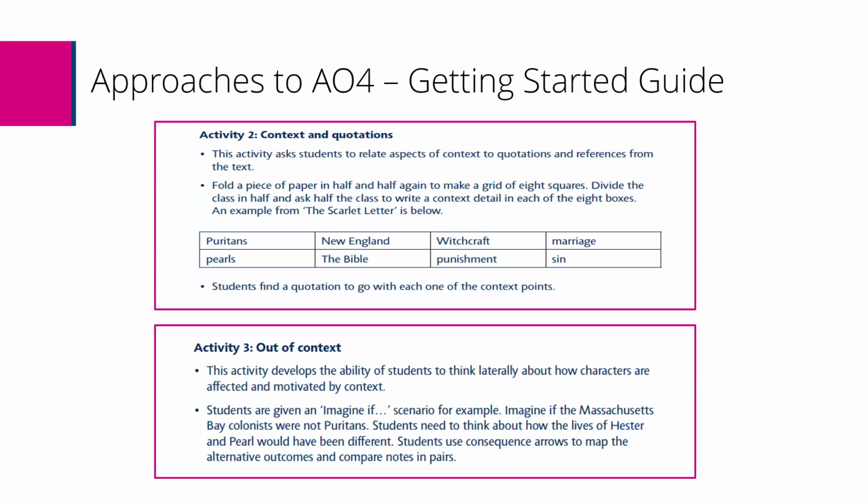So quotations and references from the text, folding a piece of paper in half and half again, 8 squares, divide the class in half and ask half the class to write a context detail in each of the 8 boxes. And we've got an example there from The Scarlet Letter, which isn't a text I don't think any of you popped into the meeting chat when I was asking what text. And then we've got an out of context activity. Both of these are actually from The Scarlet Letter, but you can adapt them, of course, to the text that you're studying.